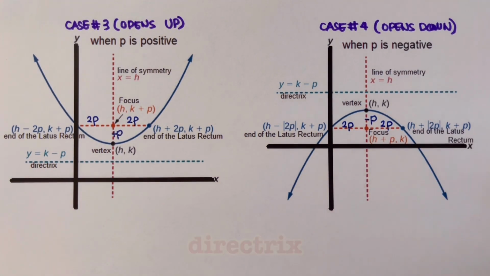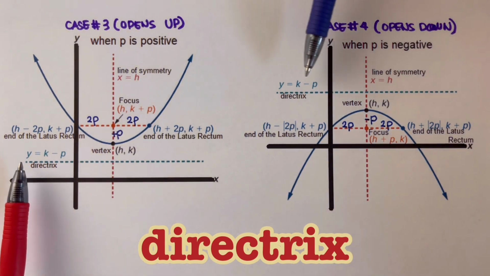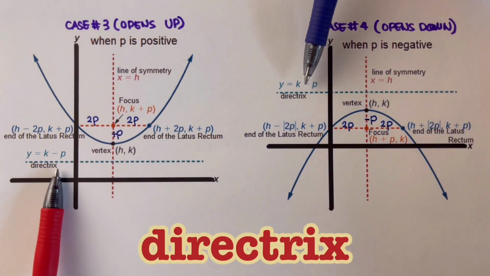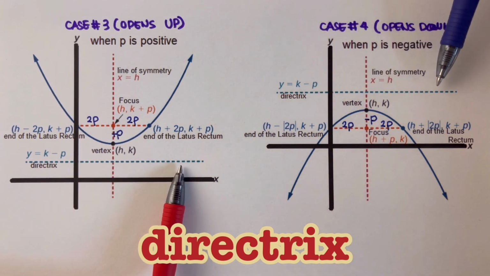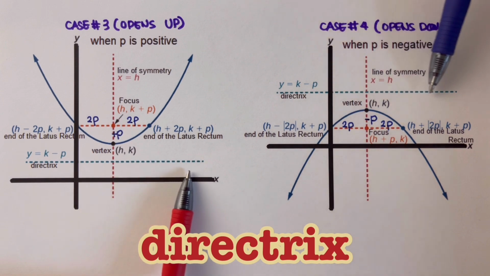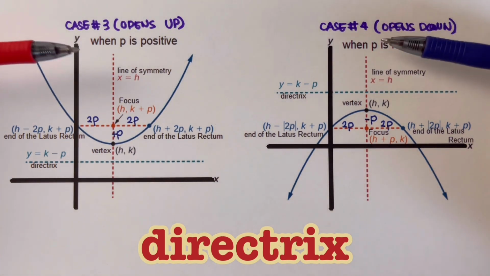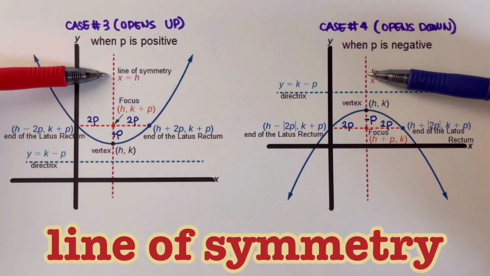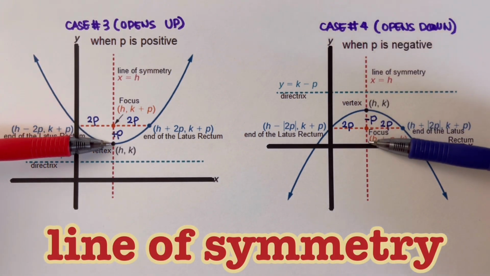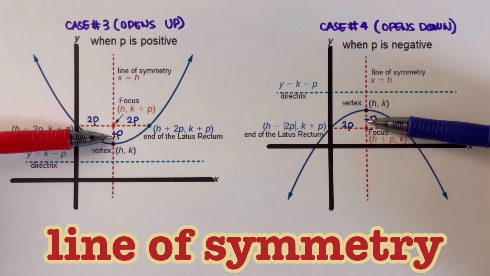Another part is the directrix. We remember that the directrix is always located opposite to the focus from the vertex. So it's going to be opposite to the focus from the vertex. And then we also have another part here, which is the line of symmetry. So the line of symmetry is a line that passes through the focus and the vertex.